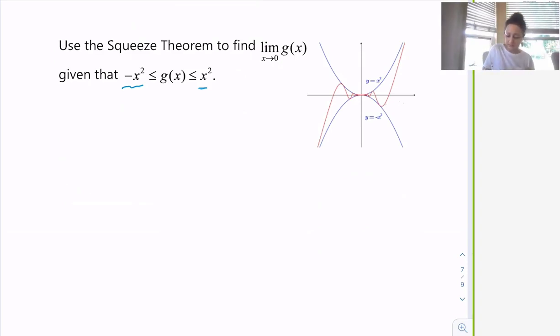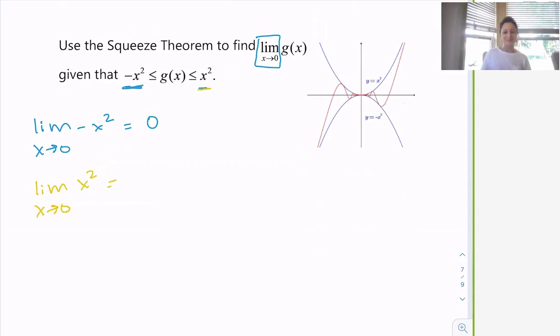Well, then what I do is I apply that limit, the one I'm trying to find for g, to the other two functions, and we hope that we get the same answer, okay? So here's what we're going to do. We're going to take the limit as x approaches 0 of this function, negative x squared. Well, if I plug in 0 for x, what do I get? It's 0. And we're going to do the same thing to this function. So the limit as x approaches 0 of x squared. And again, when I plug in 0 for x there, I get 0.